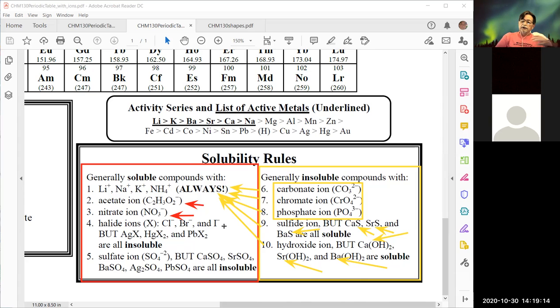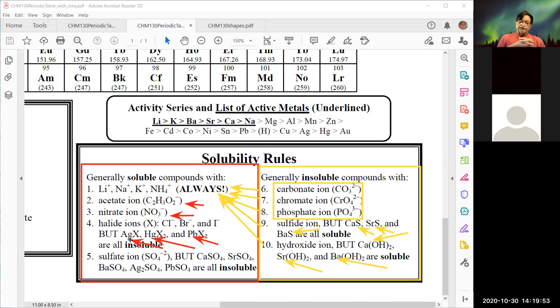The halides, 100% of the time, they are soluble, except for only 3. When you see it with lead, mercury, or silver halide, X being chloride, bromide, and iodide. In fact, we use that property to identify the halides, because they tend to have a slightly different color: silver chloride, silver bromide, silver iodide. We can distinguish what halide we're dealing with, okay? And so all the chlorides are soluble except for those 3.